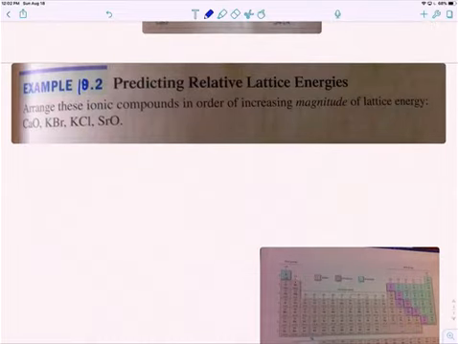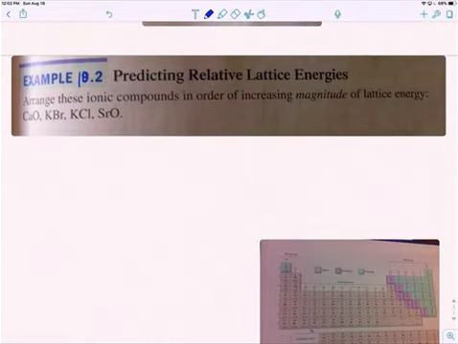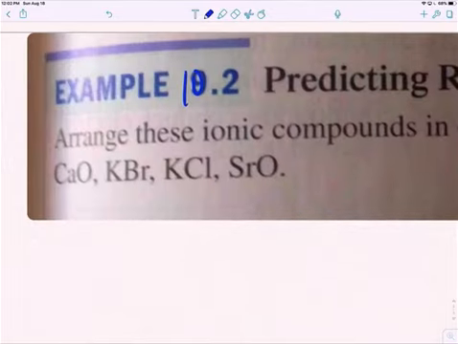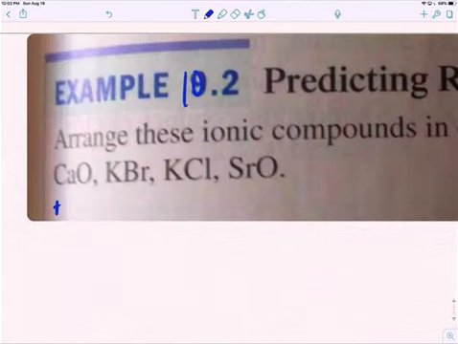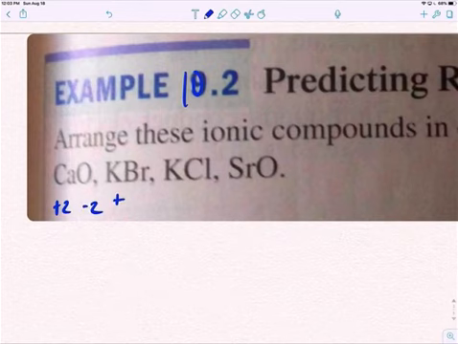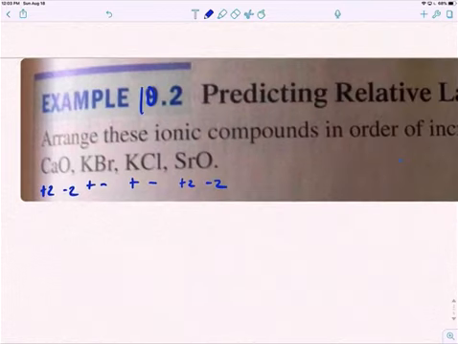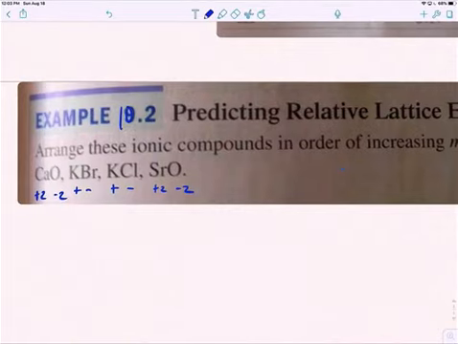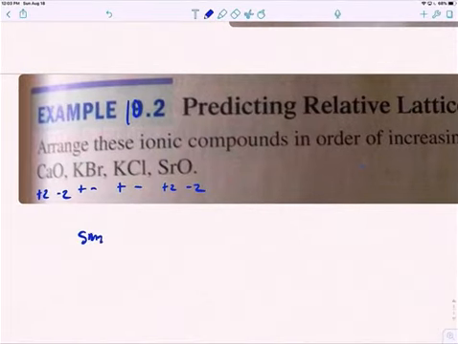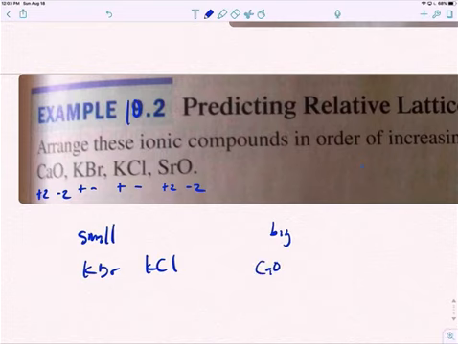So let's arrange this in order of increasing magnitude of lattice energy. Calcium oxide is going to be plus 2, minus 2, potassium bromide, plus 1, minus 1, potassium chloride, plus 1, minus 1, strontium oxide is plus 2, minus 2. So with the sizes, we know that it's increasing. The small ones, because of the charge, are KBr and KCl, and the big ones are going to be calcium oxide and strontium oxide.